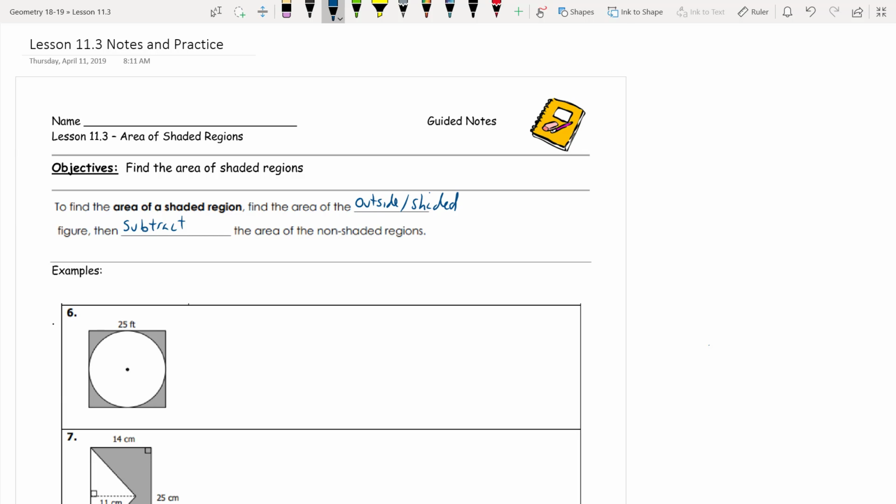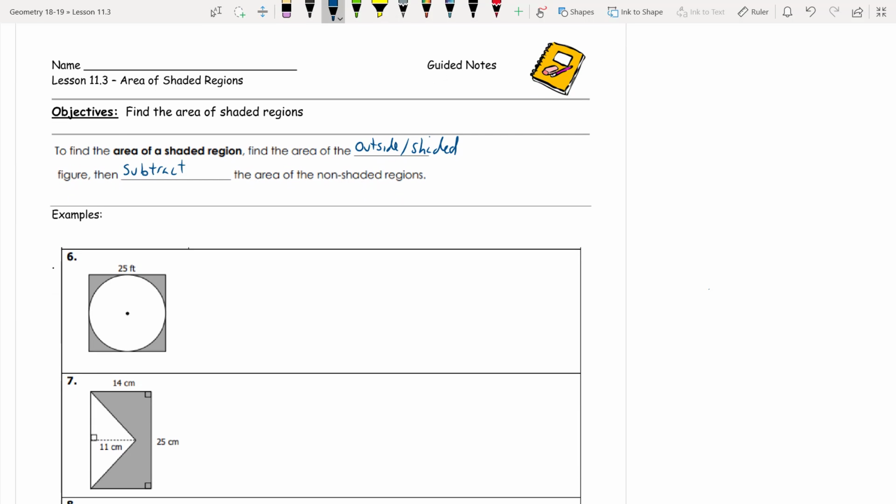So for our first example here, my outside figure is a square. And my non-shaded figure, my inside figure, is a circle. So what I'm going to do is find the area of my square, and then I'm going to subtract the area of my circle, and that's going to give me the shaded region. Picture this as like you're punching a hole in a piece of paper. You want to know what's left in the paper after you've punched the hole.